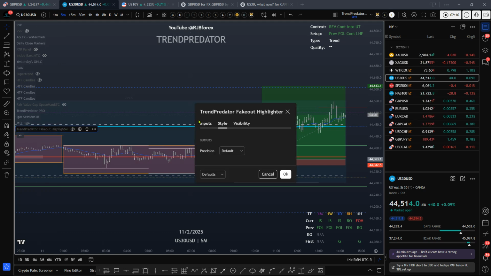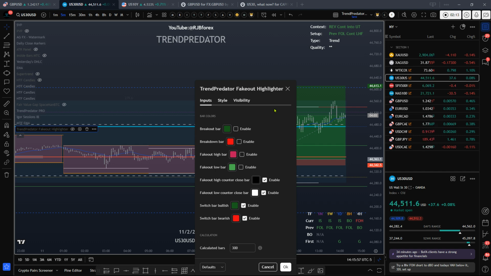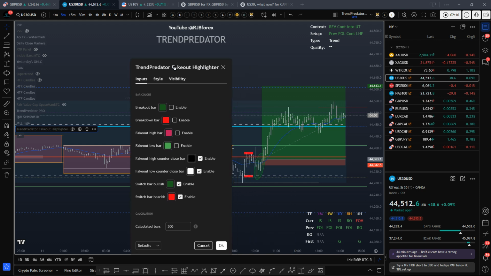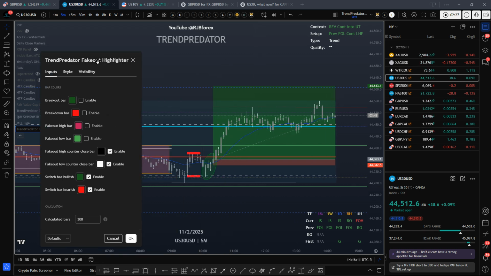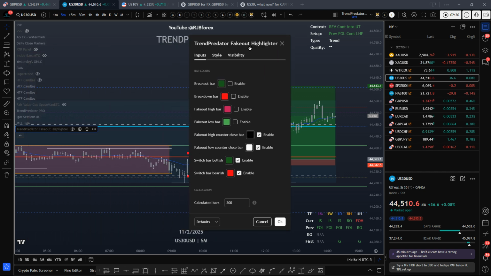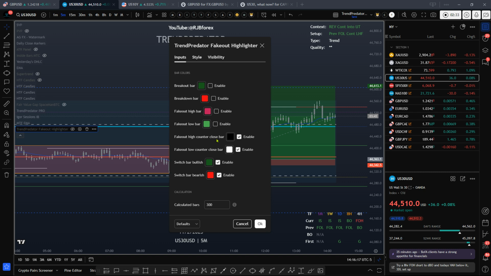What I've done is I'm stripping back on what I want to see on the chart. I'm not concerned about the breakout bars, fake out high bar, fake out low bar. I can see that from the wicks on the chart myself. But what I do want to see is the fake out high counter close bar and the fake out low counter close bar. I would expect those to be the most powerful fake out bars, and then the switch bars to confirm the momentum in the market, a momentum shift.